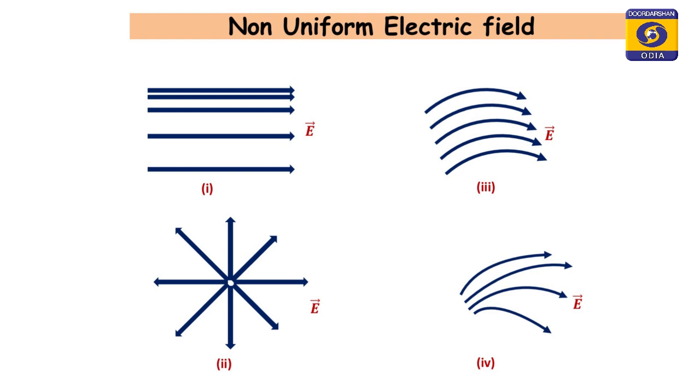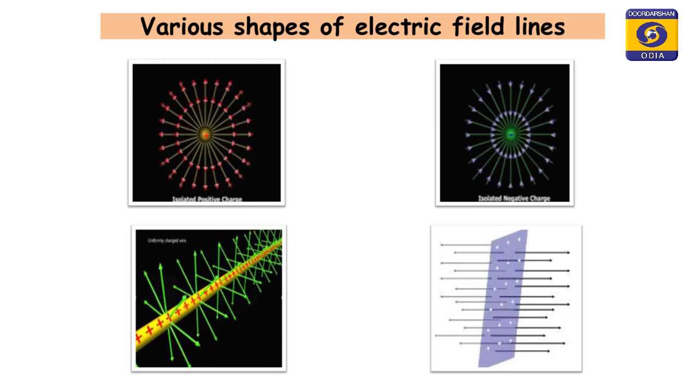Here you are seeing pictures of non-uniform electric field lines. There are various shapes of electric field lines. You know that for a positive point charge the electric field lines are outward, and for a negative point charge they are inward. For a line charge, the lines are radial in parallel planes, and for a plane sheet of charge the lines are parallel and form a uniform field.